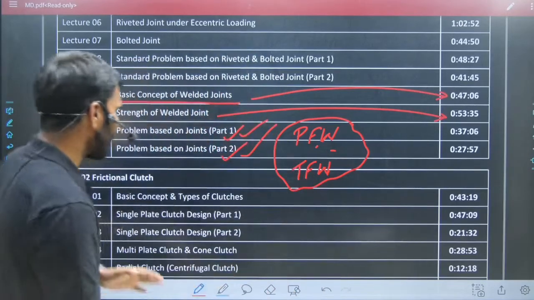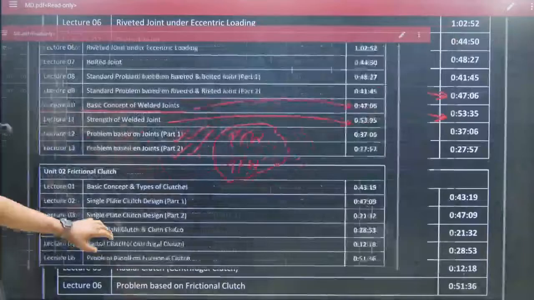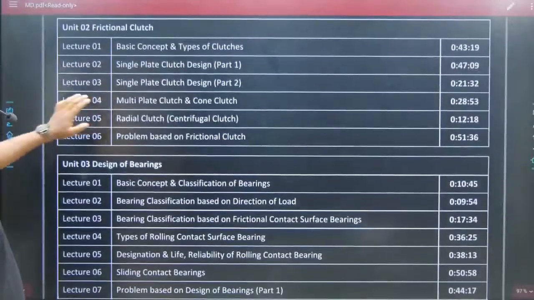Clear that point? Okay. Next, unit 2. In unit 2, frictional clutch will be covered.